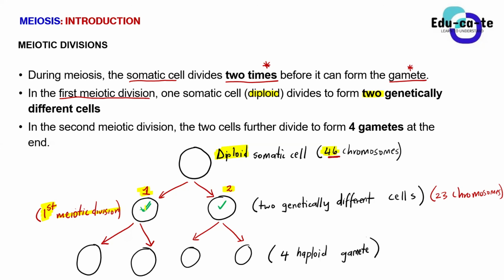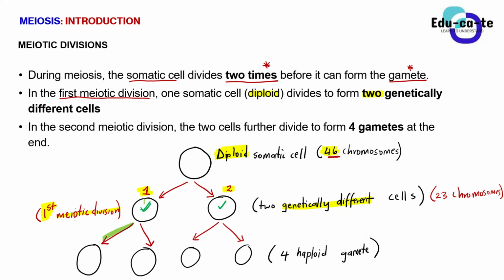That's the first meiotic division. So these 2 cells are genetically different. But remember, guys, I said that for us to be able to form the gametes, the sex cells, we need to divide at least 2 times. So it means that these 2 genetically different cells that we have formed during the first meiotic division have to divide again. Do you guys see that it's dividing here?